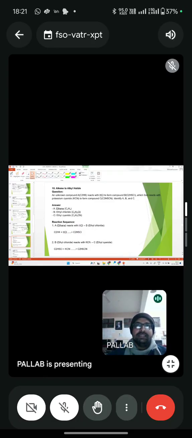An unknown compound A reacts with HCl to form compound B, which then reacts with potassium cyanide to form compound C. Find out A, B, C. This is also another very interesting question. Now C2H6, compare it with the general formula of alkane, alkene, and alkyne. It looks like CnH2n plus 2, the alkane formula almost. But this is a C2H4 compound, not C2H6.